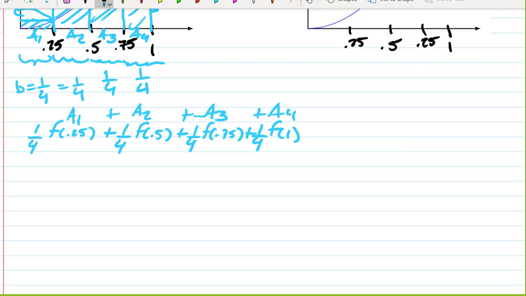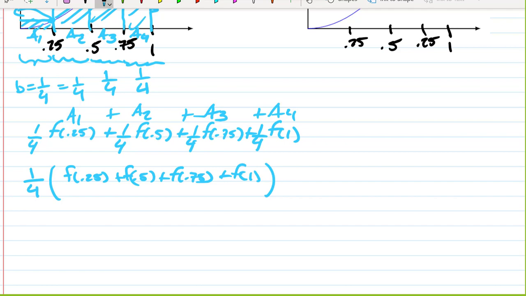So the first thing we notice is the width of each rectangle is constant at 1/4. So we could factor that out. And then that would just leave behind f of 0.25 plus f of 0.5 plus f of 0.75 plus f of 1. So that would give us an estimate of that area.